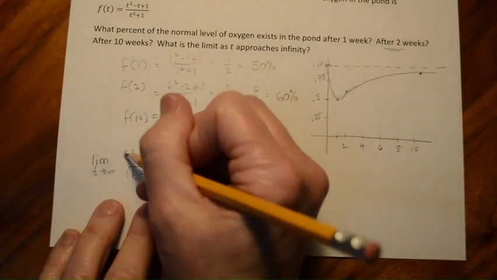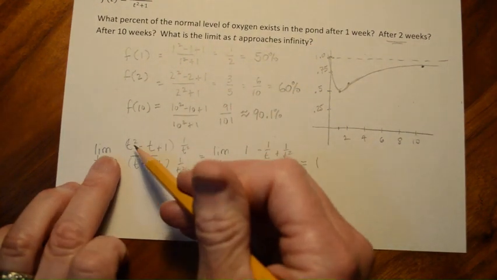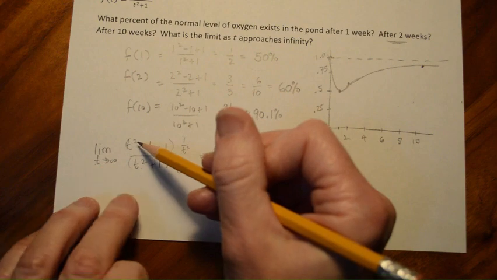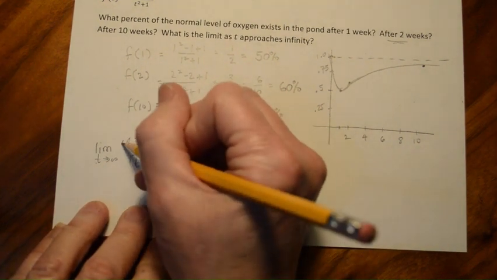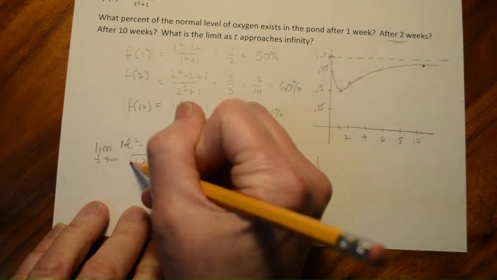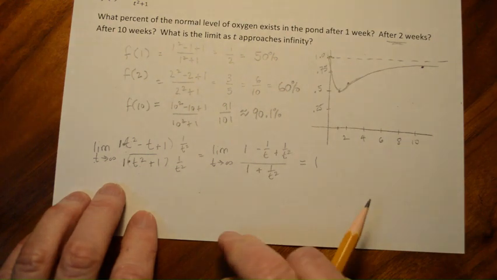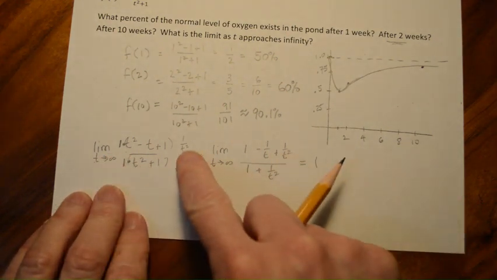Or we could use our new trick, which was we look at the highest power in the numerator and the denominator, and if they are equal, then it's just going to be the ratio of the coefficients. Well, the coefficient of both t squareds is just 1, so the ratio would be 1 over 1, which would give us 1.